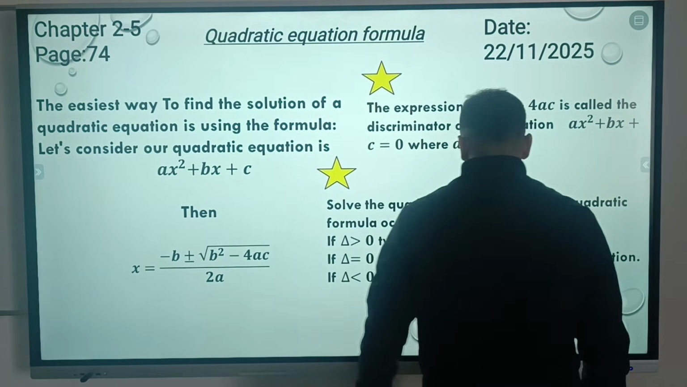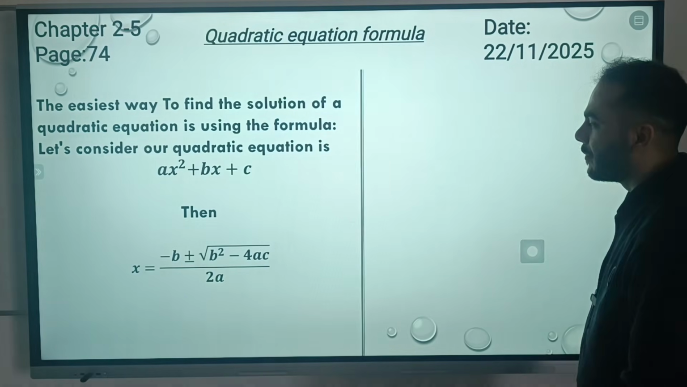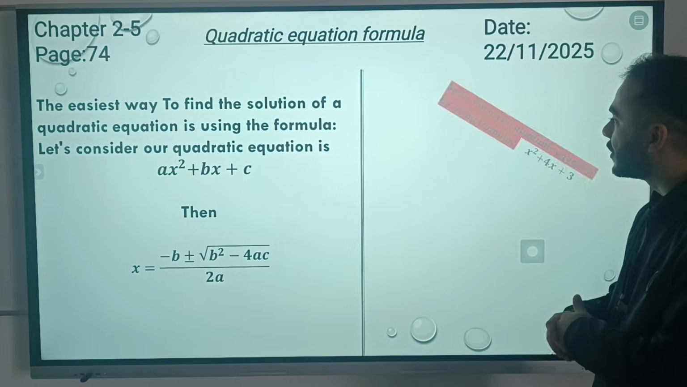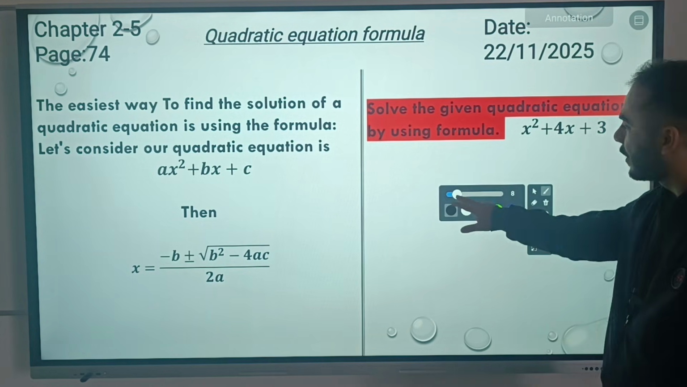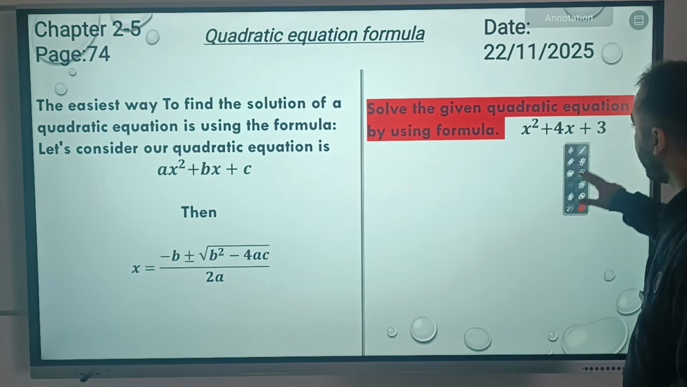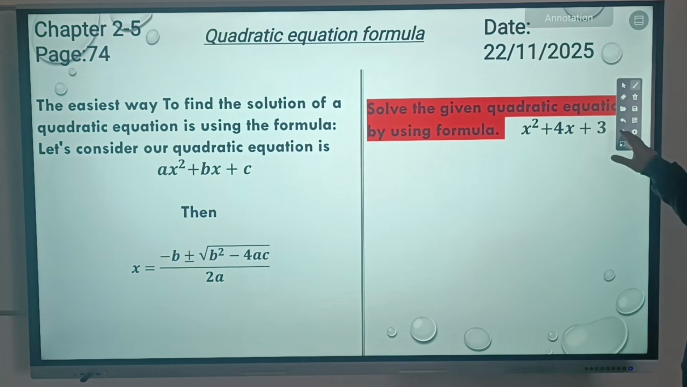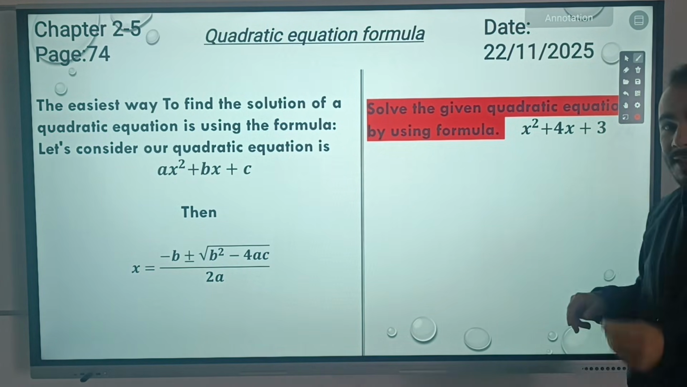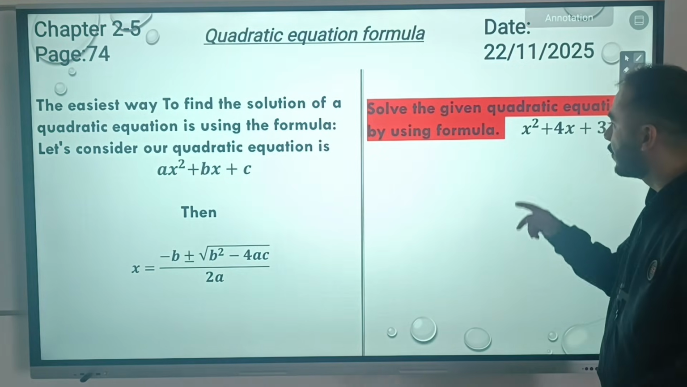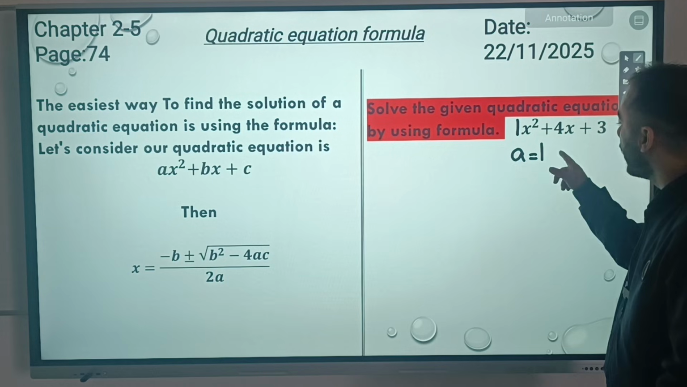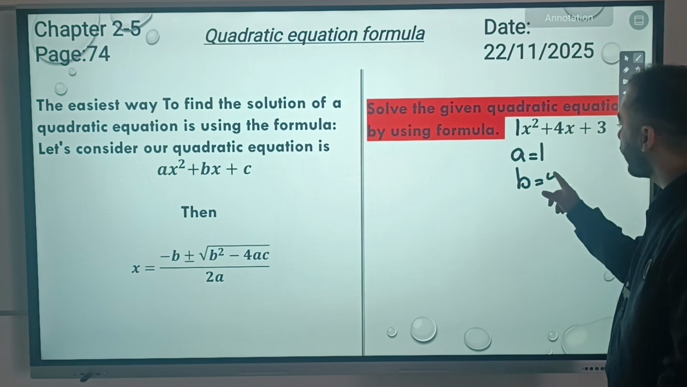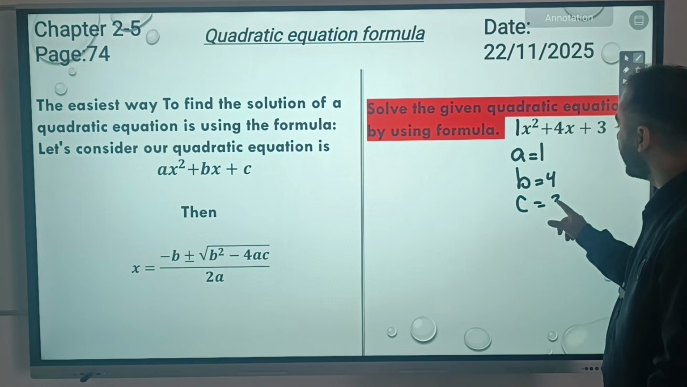So let's get to the point, and I am pretty sure that by solving questions everything will be easier. Take a look at this question. It says, solve the given quadratic equation by using the formula. This is the title that you are going to deal with a lot during this section. So x squared plus 4x plus 3. I strongly suggest that first of all you try to find out what a is. So a here is 1. What is b? b here is 4. And what is c? c here is 3.